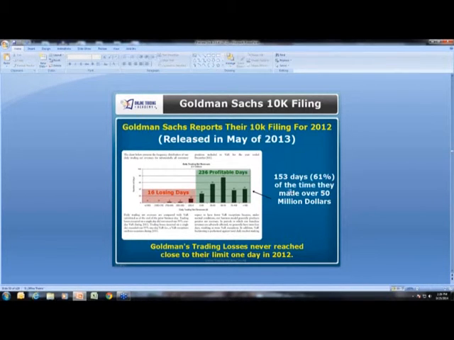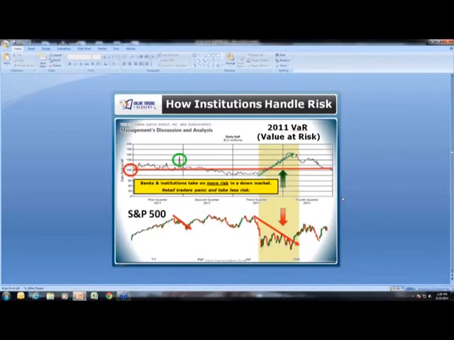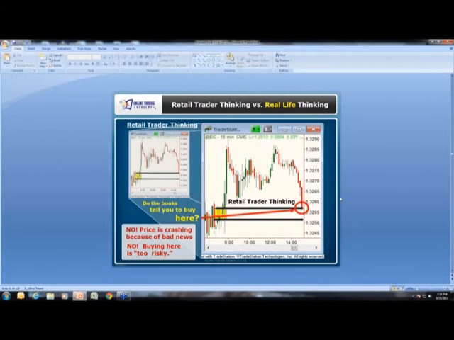And they had 153 profitable trading days, or 61% of the trading days that year, where they made in excess of $50 million profit per day. Now, the institutions are behaving differently, and I want to show you what I mean by this. You and I have been led, we have been taught, everything we've been taught is wrong about trading from the Online Trading Academy perspective. Let me give you an example of what I mean.